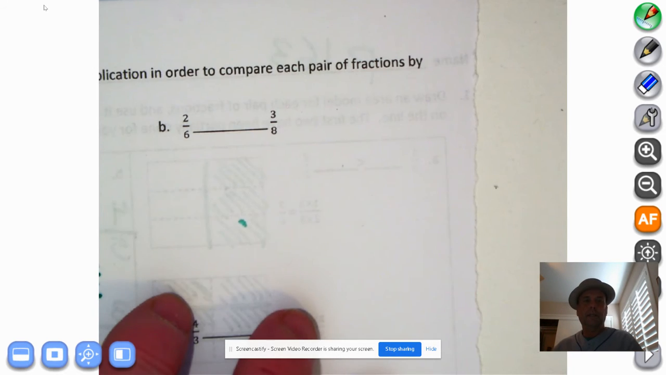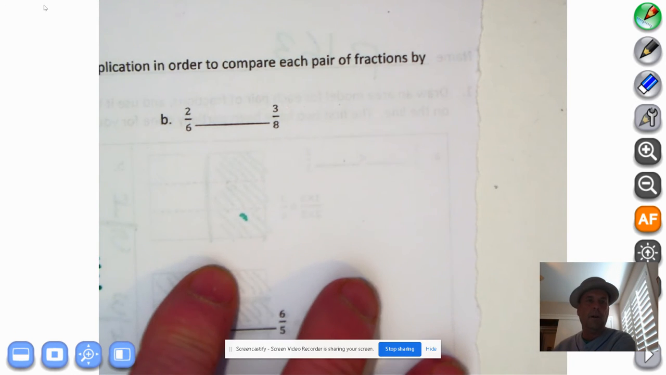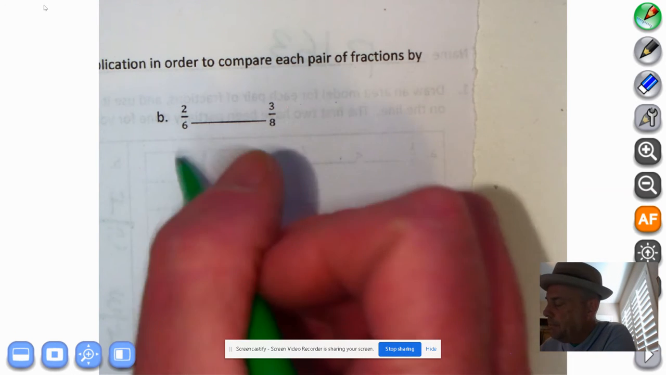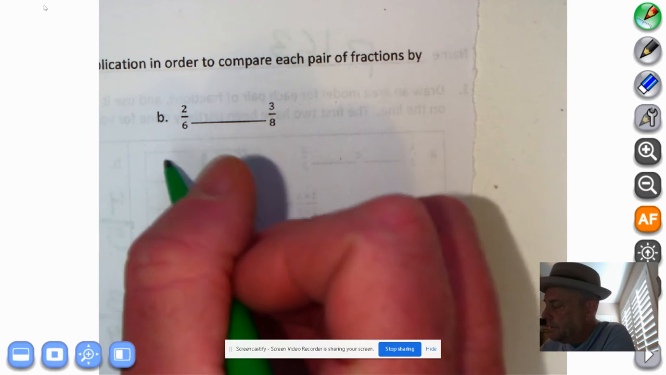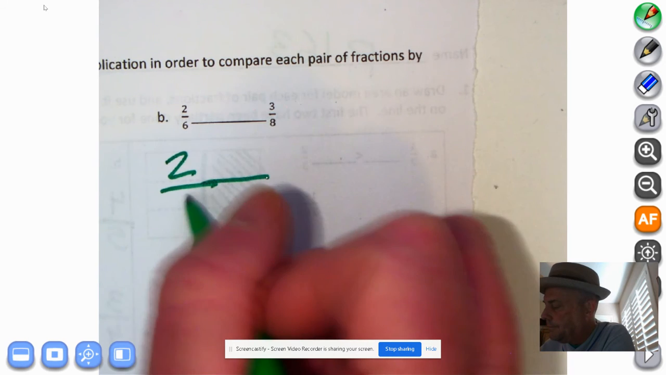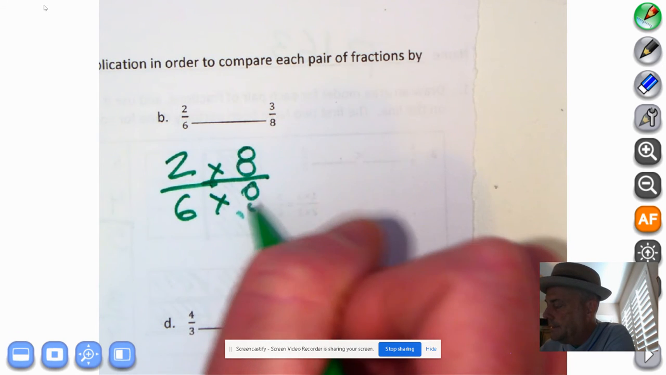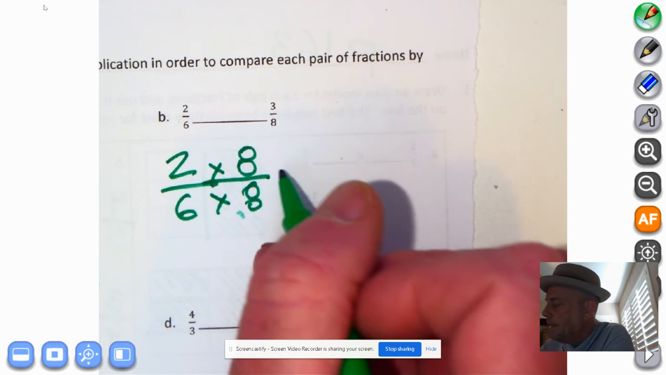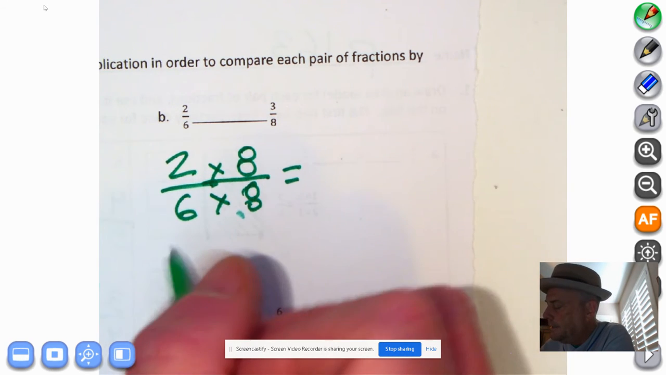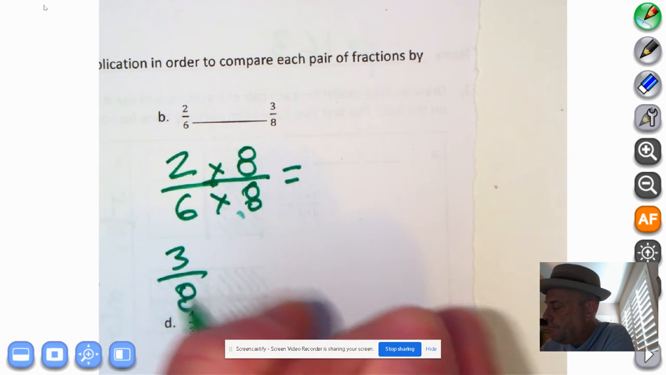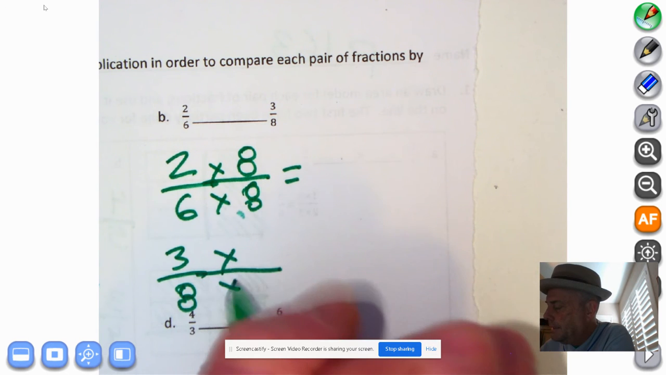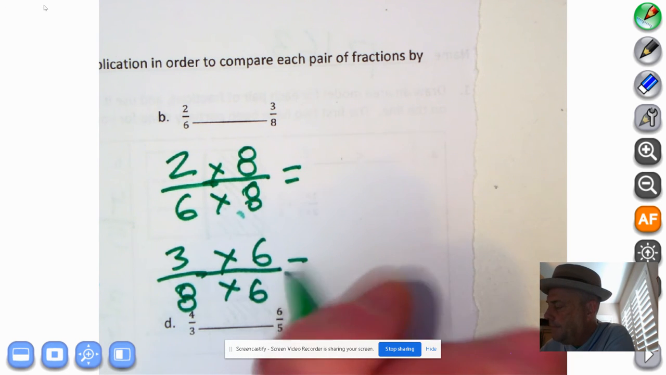All right, so let's do one more together, and then you're on your own, okay? We're going to compare 2/6 to 3/8. So 2/6, and we're going to multiply it by 8/8, that denominator right there. And let's go ahead and multiply 3/8 by 6/6.